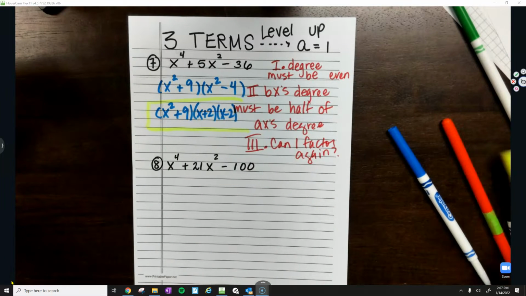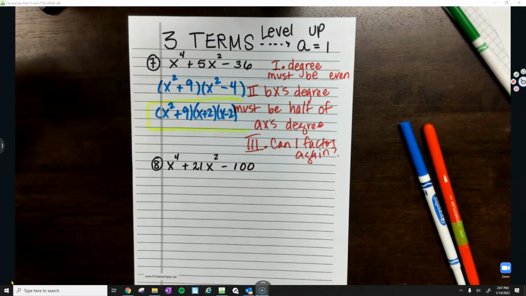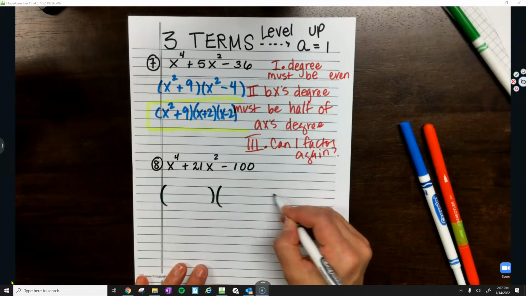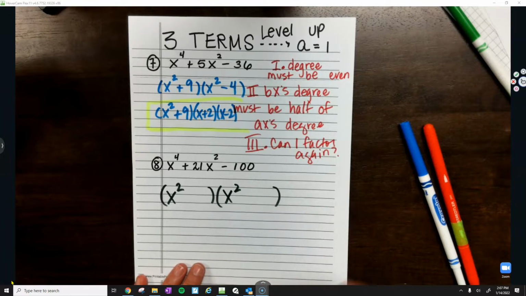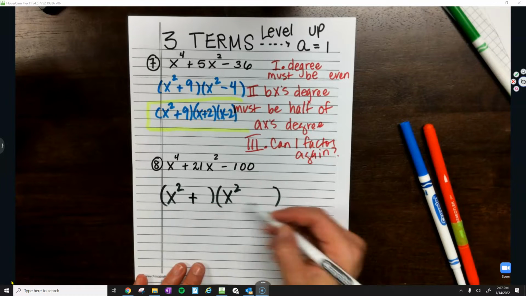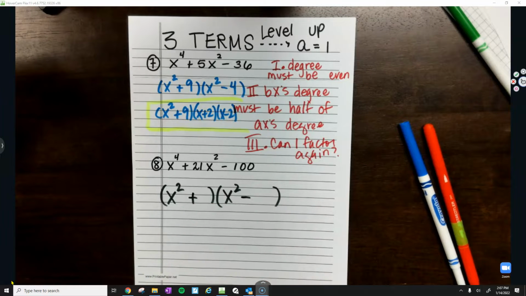All right, let's try it one more time. So for this right here, x to the 4th plus 21x squared minus 100. I do not have a GCF because I don't have a number in front of x. I only have to look for a GCF. I know my signs are opposite because that 100 is negative. What goes in there?